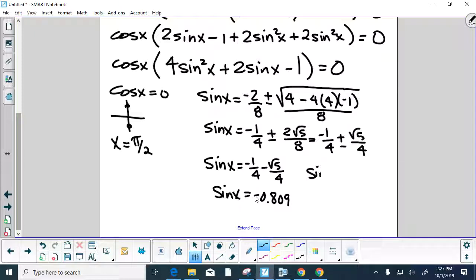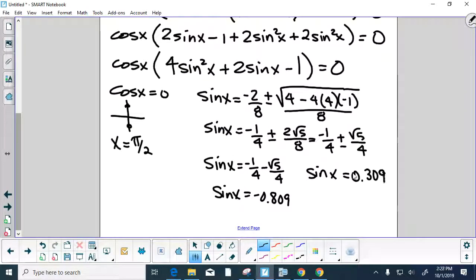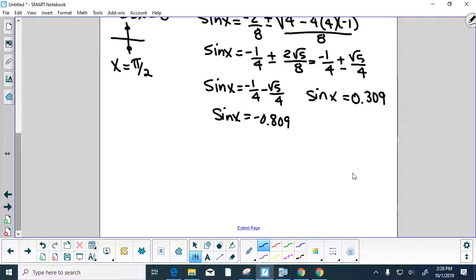And then sine x equals, what's the only change I'm making? I'm making that a positive, right? Plus. And that's 0.309. Now, I only want the solutions between 0 and pi. So let's talk about the sign. Where's it negative? Are any of these solutions going to be between 0 and pi? Yay. So I only have to worry about these two, right?